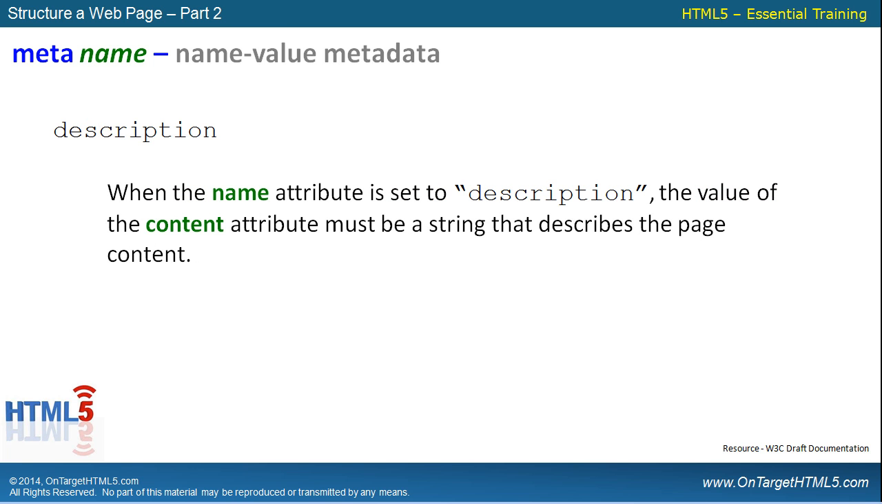Description. When the name attribute is set to description, the value of the content attribute must be a string that describes the content of the page. And again, this is where we get into screen readers and web accessibility. We want to make this description very pertinent to the content of that particular page. So if we're describing a web page that has all our family photographs, inside that description we'd want to have something like the Smith family photographs, or 50 of the Smith family photographs, something very pertinent to the page it's describing.